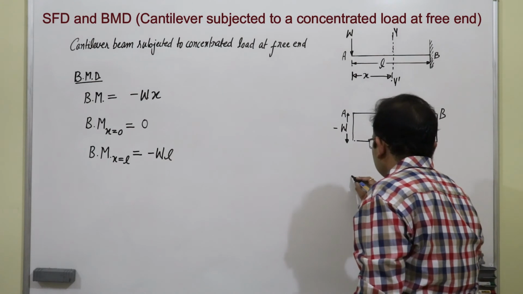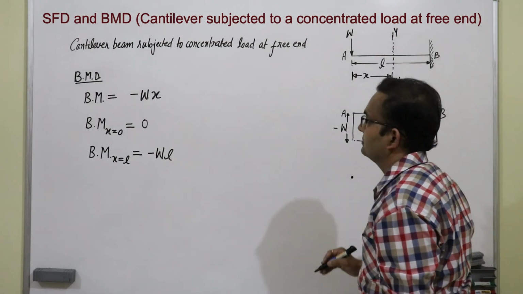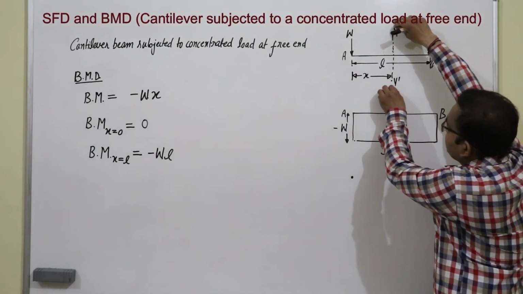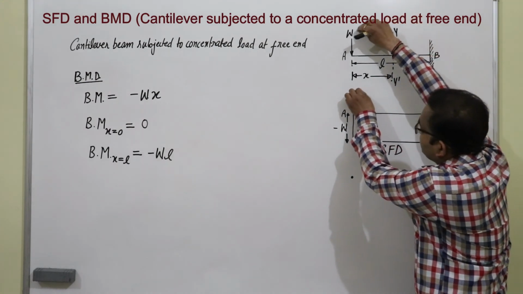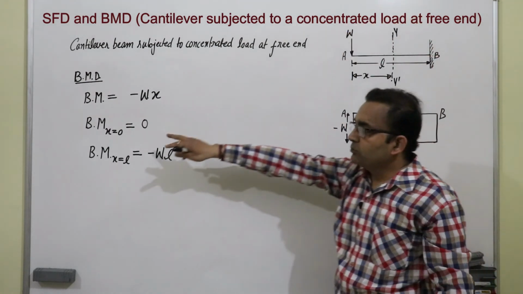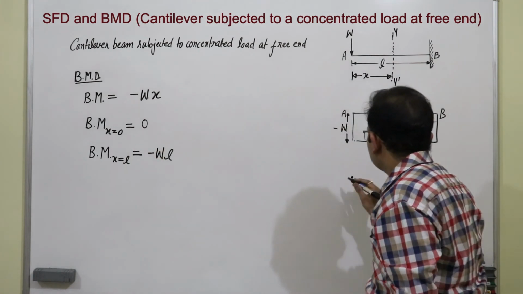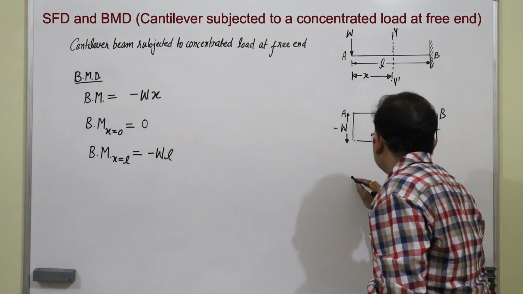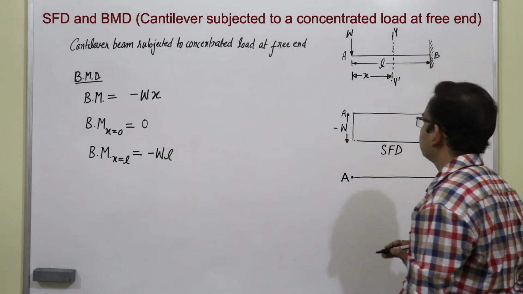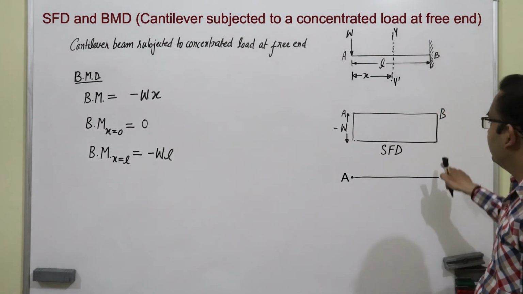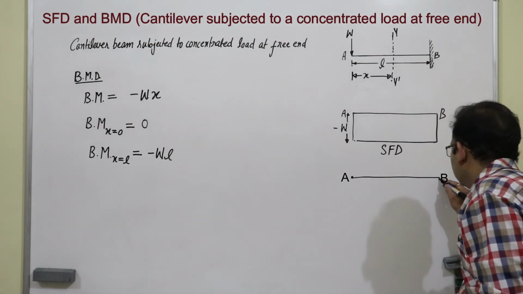So, at the starting, when this section was at this point, x is 0, and at that point bending moment is 0. So, bending moment is 0, and at the end it is minus WL.